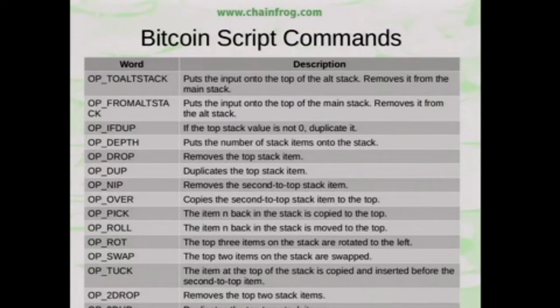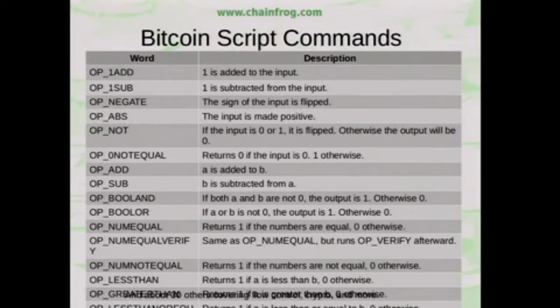I just thought I'd list some of the scripting commands. Here are a whole load of stack commands. So you can see you can manipulate items on the stack up and down at will. There's some simple arithmetic and logic options. And you can go and look up on the bitcoin.org site. They have the full list of commands available. There's a whole bunch of cryptographic functions as well that you can use.